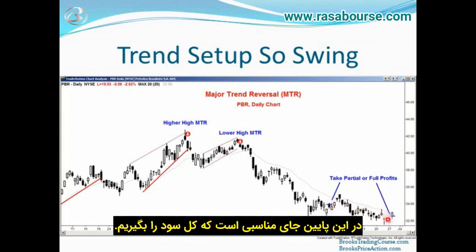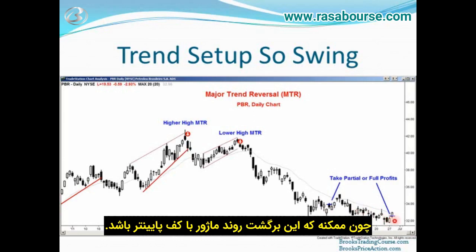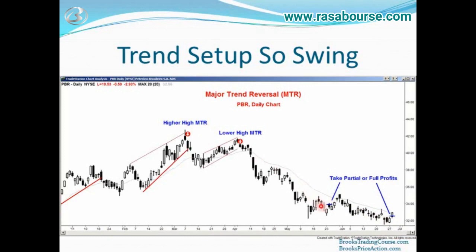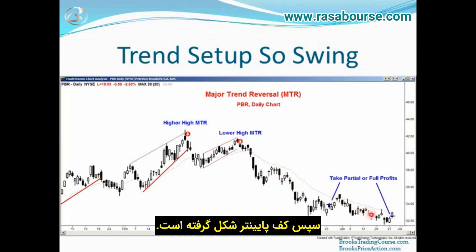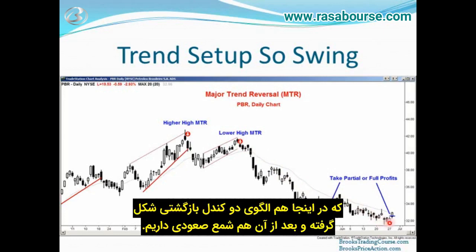Down here, probably a good location for final profits, because now this might be a lower low major trend reversal. At this point we have a bear trend, right? I don't have the trend line drawn in. We have a break of the trend line, a test of the moving average, and now a lower low, and we have a 2-bar reversal with a bull body.